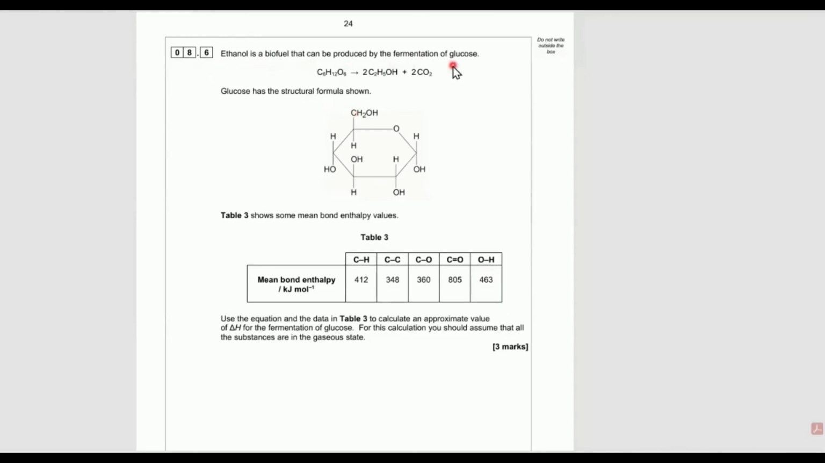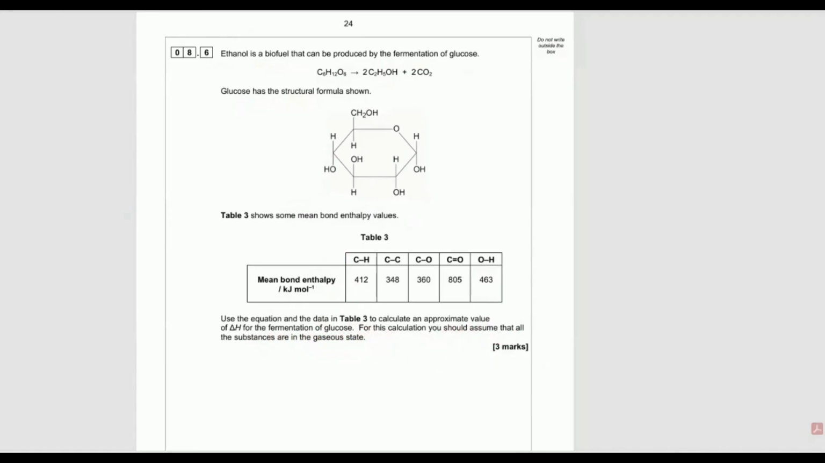Ethanol is a biofuel, and can be produced by the fermentation of glucose. Glucose has the structural formula shown. The table shows some mean bond enthalpy values. Use the equation and the data in table 3 to calculate an approximate value for the enthalpy of fermentation of glucose. For this calculation, assume that all the substances are in the gaseous state.